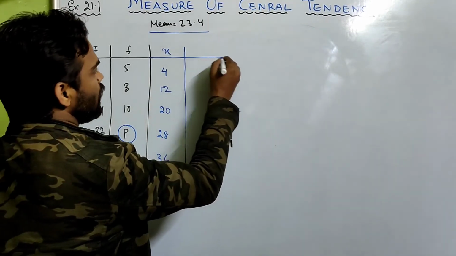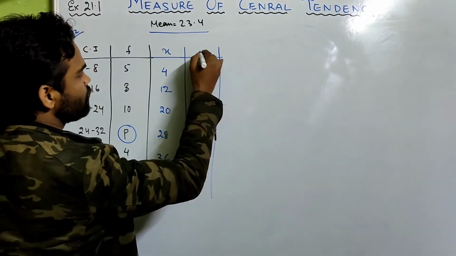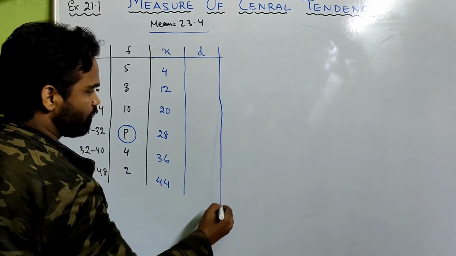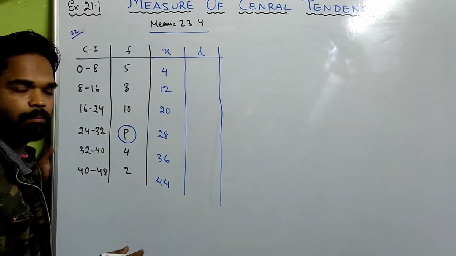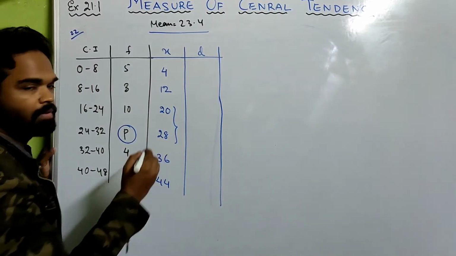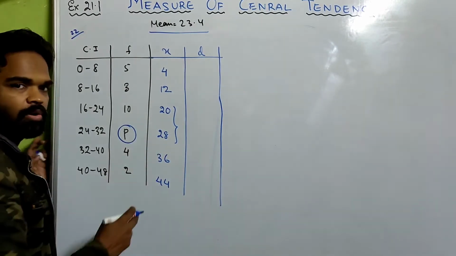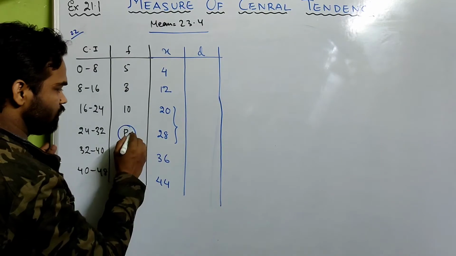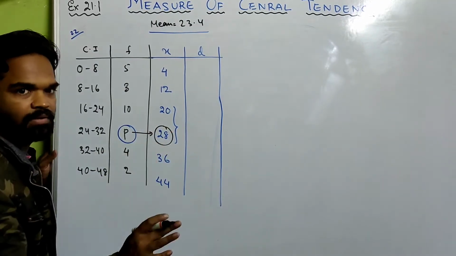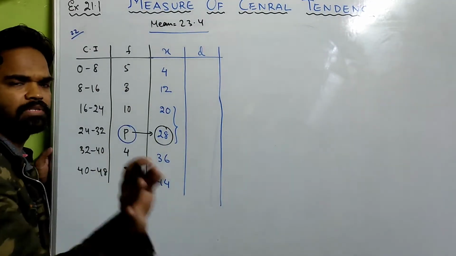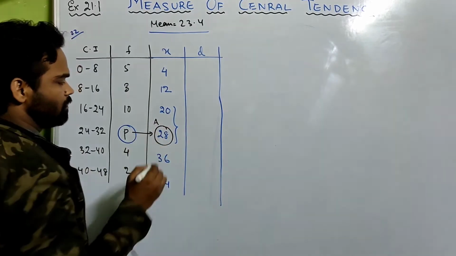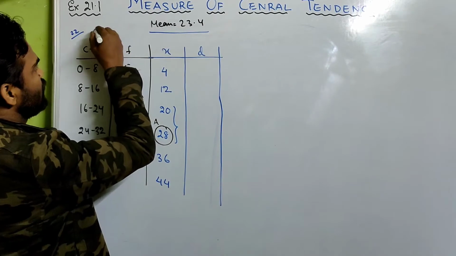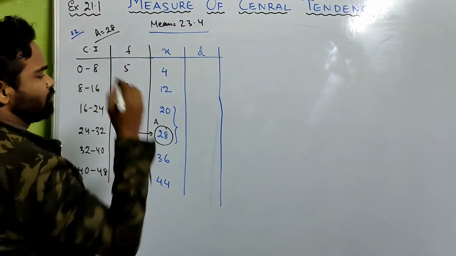Then I'll make a column of D and I'll choose an assumed mean from the values of X, preferably from the middle. You can take 20, you can take 28. I'll take 28, in front of the unknown. This will help me in calculation. Though you can take any value, still you'll get the value of P, okay? I take assumed mean A as 28. Just look carefully.